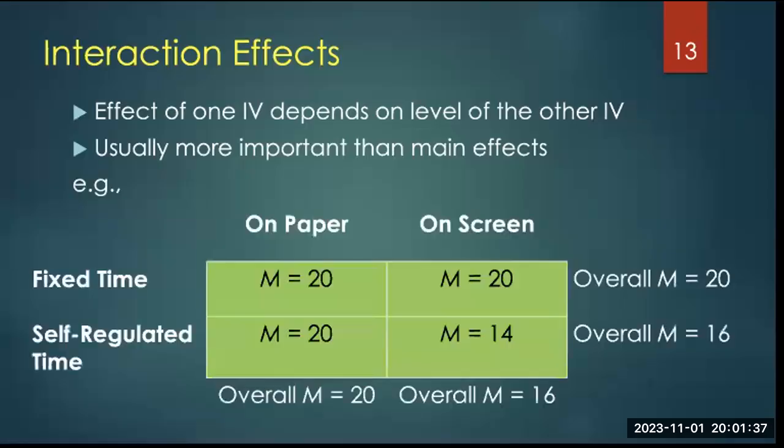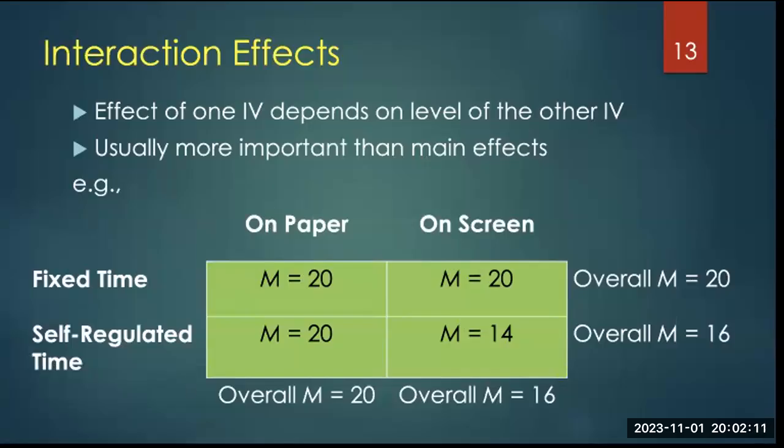So let's look. If we were going to look at these effects, how would it change? Again, let's look at the modality first. On paper, they study from the material on paper and the time is fixed by the researchers, the average score is 20. Now let's look on screen. If they studied from a screen and the time is fixed by the researcher, the average score was still 20, the overall average is 20. Now we're looking, by the way, at the specific levels.